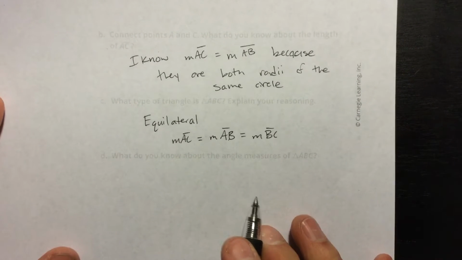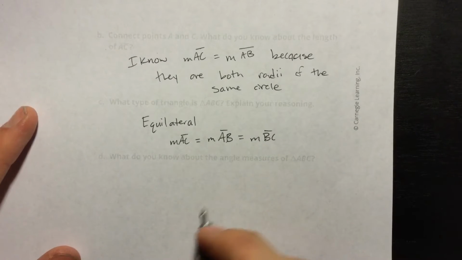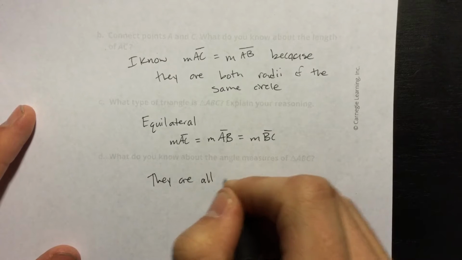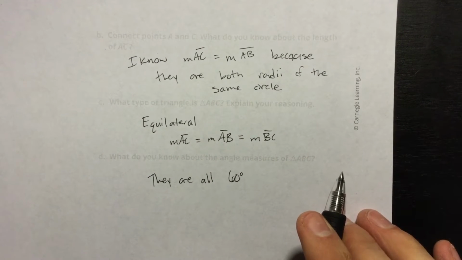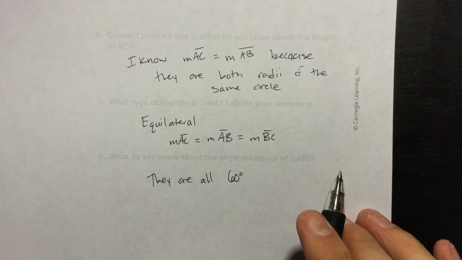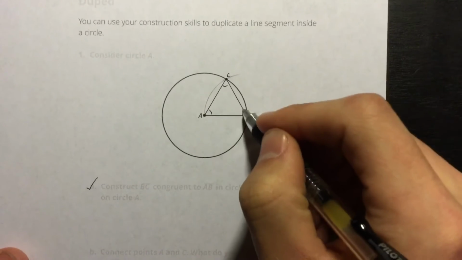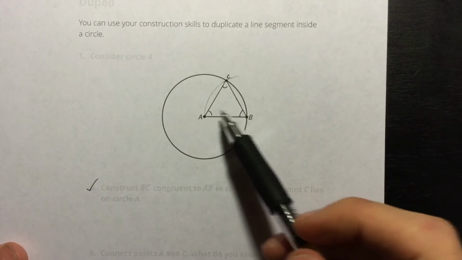Okay. So then, what do you know about the angle measures of ABC? They are all 60 degrees. So if you remember, equilateral triangles have all equal side lengths, and triangles have the sum of their interior angles, so if I take all of these angles and add them up, it's going to be 180. And because it's an equilateral triangle and all sides are the same, all the angles are going to be the same.